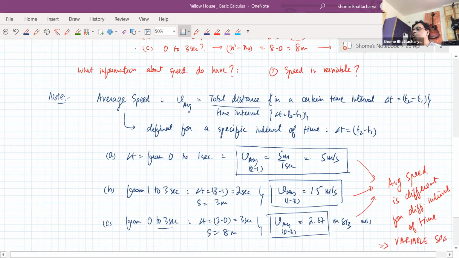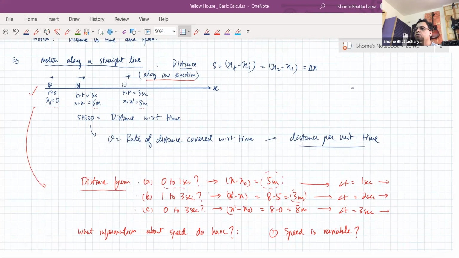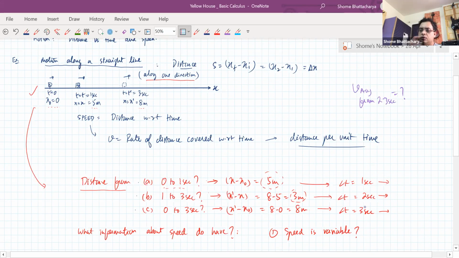Okay. Now, before we move on to the concept of instantaneous speed, in this same question with the information that I have given above, if I asked you what is the average speed from 2 to 3 seconds, what would your reply be? What is the average speed from 2 to 3 seconds? Anybody, what answer should we give?